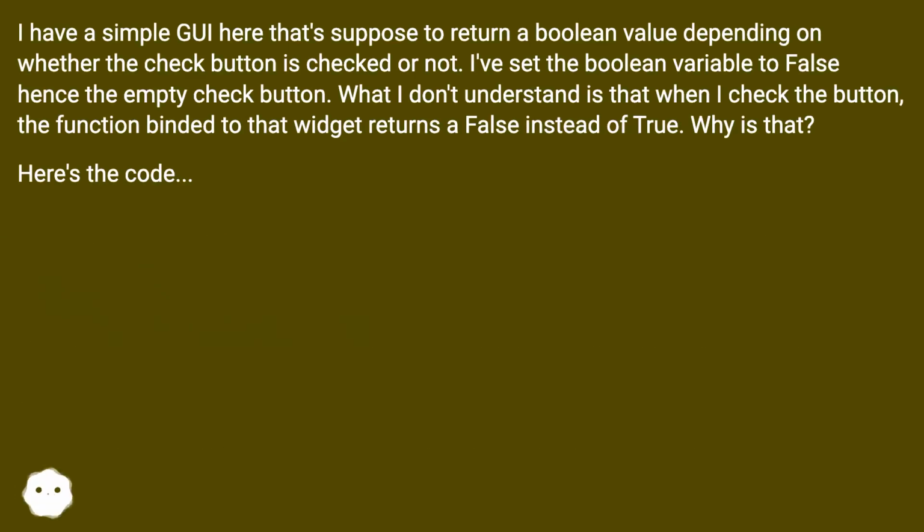I have a simple GUI here that's supposed to return a Boolean value depending on whether the check button is checked or not. I've set the Boolean variable to false, hence the empty check button. What I don't understand is that when I check the button, the function bound to that widget returns a false instead of true. Why is that? Here's the code.